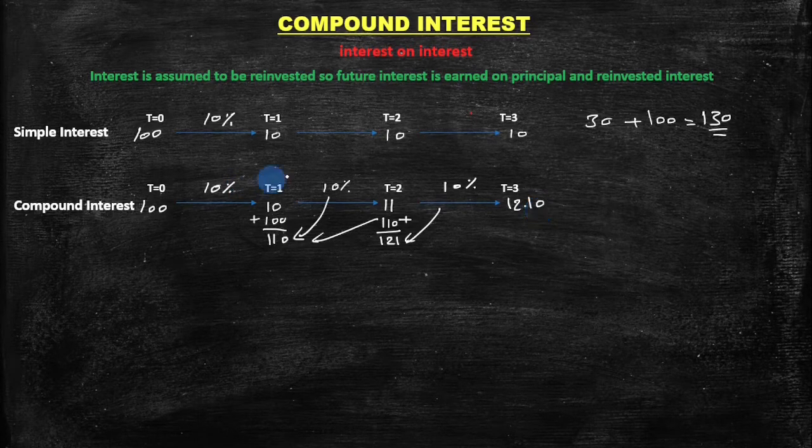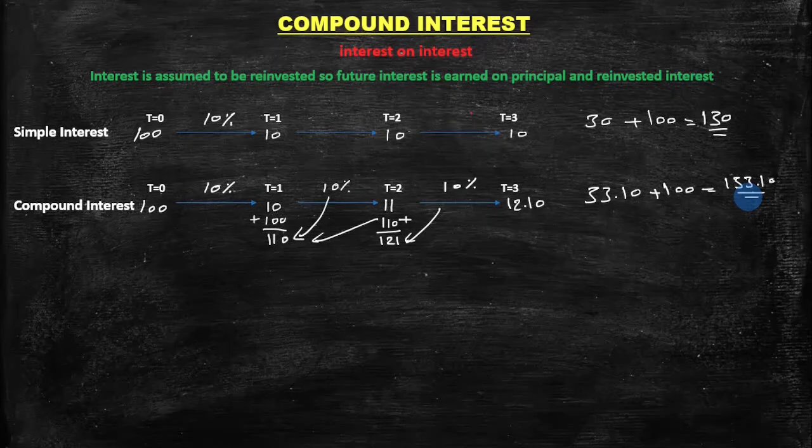So let's compare the total. Here we have $33.10 plus our original 100. We'll end up with $133.10. So overall, a $3.10 difference. Again, we are working with a very small number, just $100, and we are doing that over only 3 years. Imagine a bigger number, a longer time period. This difference will become noticeable, until one day, the interest will be even more than the original investment.